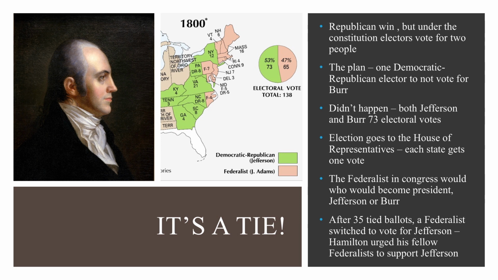While the Democratic Republicans had won the election, they didn't take office for a few more months. Therefore, the Federalists in Congress would be the ones who would decide who the next president would be, either Jefferson or Burr. After 35 tied ballots, a Federalist finally switched his vote to Jefferson, giving Jefferson enough votes to win.